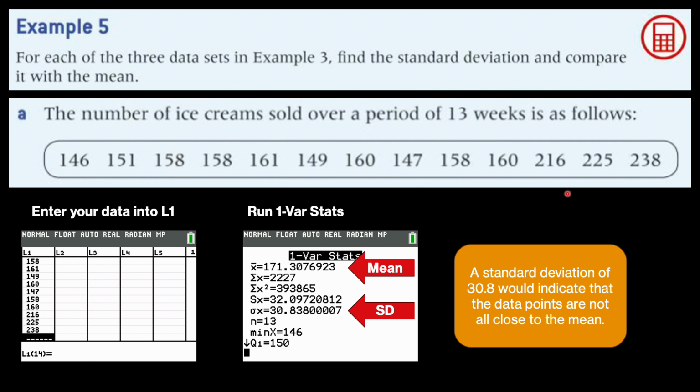If we look here, we have a wide range of numbers. It doesn't look like they have it in order from least to greatest, but it looks like our smallest number is 146, our largest number is 238, so that is a wide range of numbers from the mean. And so our standard deviation reflects that by having a standard deviation of 30.8.